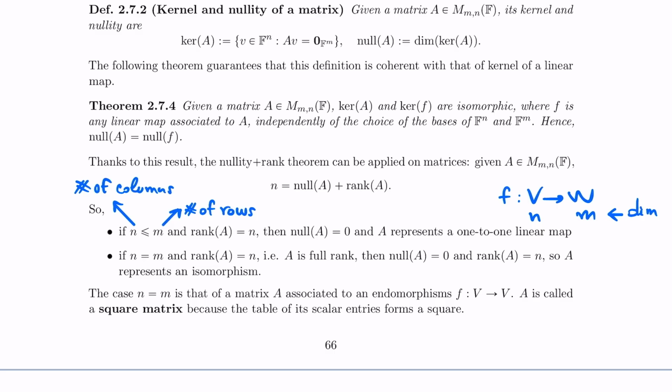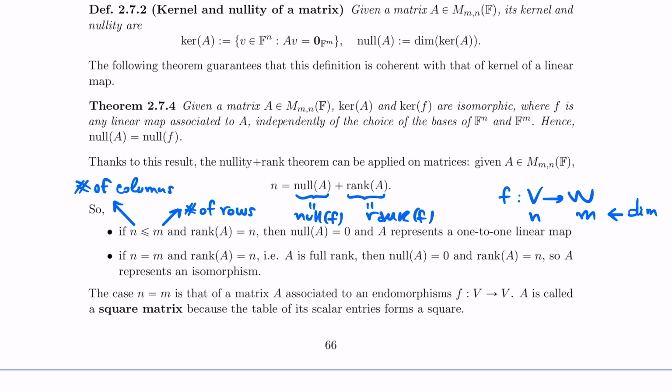In this context, the nullity plus rank theorem says that n equals the nullity of A plus the rank of A. And we also know that the nullity of A is exactly equal to the nullity of F, and the rank of A is exactly equal to the rank of F.